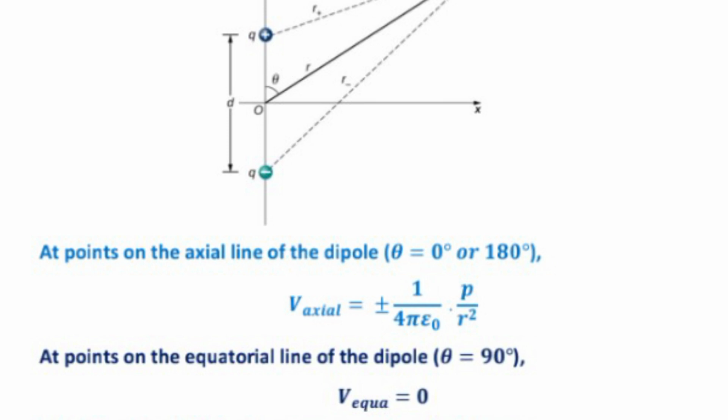Meaning that when θ is 0, then V axial = 1/(4πε0) p/r² will be maximum. And when θ = 180 degrees, V axial = -1/(4πε0) p/r². It will be minimum. At the points on the equatorial line of the dipole, θ is 90 degrees, then V will be equal to 0.